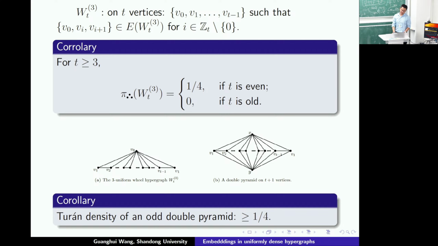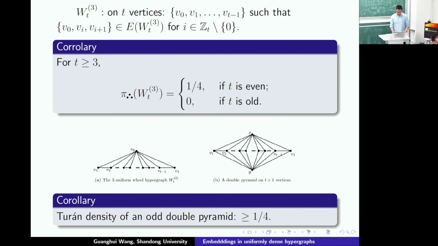Another corollary is about the wheel. The wheel is a graph on t vertices v0, v1, ..., v_{t-1}, and v0, v_i, v_{i+1} is an edge. By our theorem, we can determine the uniform Turán density of the wheel. If t is even, the uniform Turán density is 1/4, and if t is odd, it is 0.